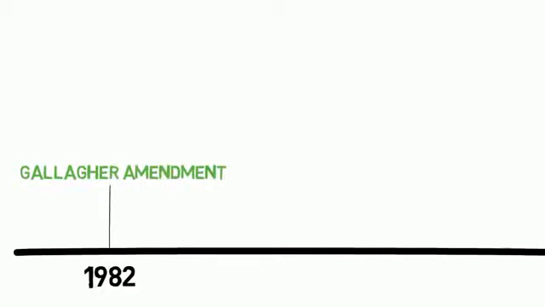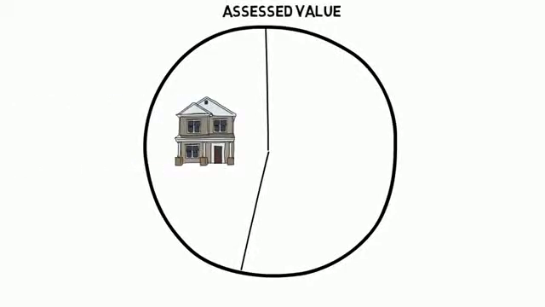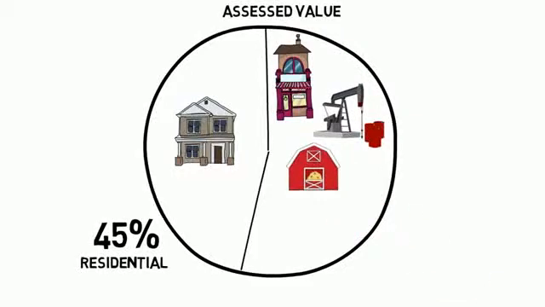In 1982, voters passed the Gallagher Amendment to the Constitution that changed the way homes were appraised. And it also required that the amount of property taxes collected from homes statewide could never account for more than roughly 45% of total property tax collections statewide. The amendment means that the remaining 55% of property taxes must come from non-residential property like businesses and agriculture property.